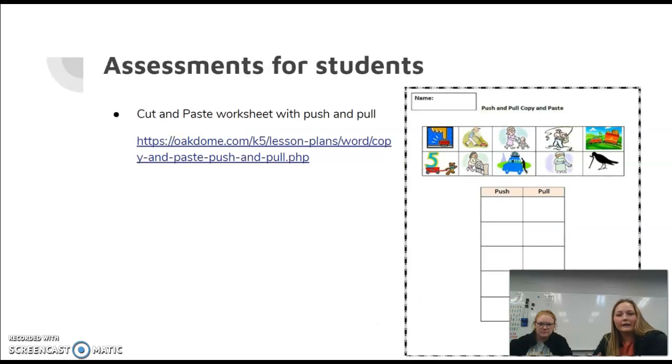And then finally, to assess our students and see if they had actually understood the standard, we found a cut and paste worksheet that they could do on their own. There are different push and pull activities at the top, and they would have to sort them into the column if they were a push or a pull.